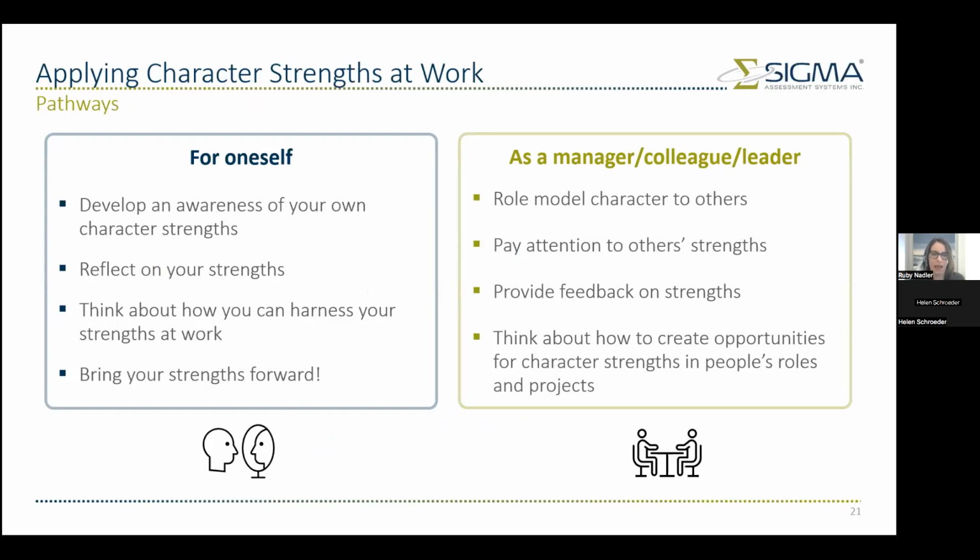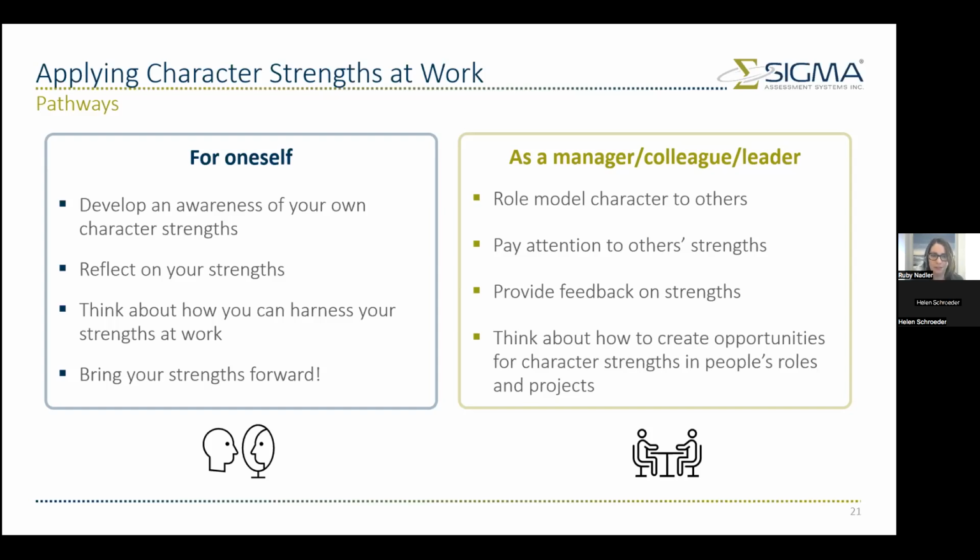So there are two pathways, right, to applying character strengths at work, and you might be drawn more to one than the other. So I'm going to talk a little bit about how to develop character strengths for yourself, how to identify them, and how to use them more at work, and then how to apply them as a manager, or if you're in a leadership role, or even just with your colleagues, that can be something that you can do.